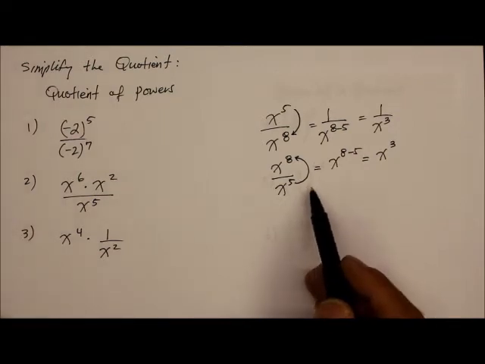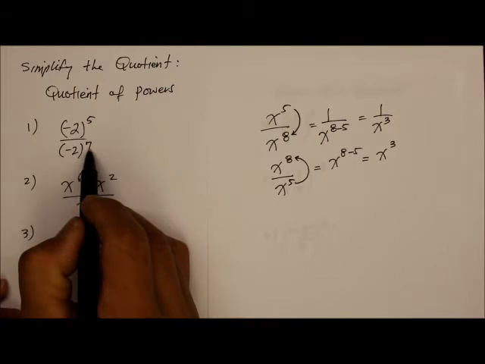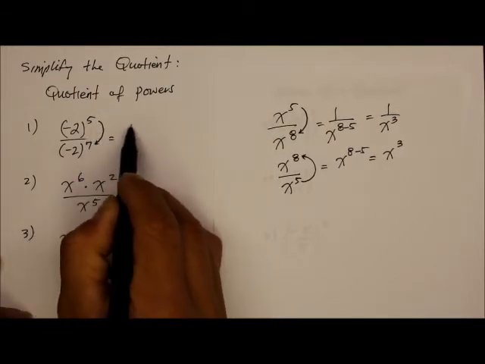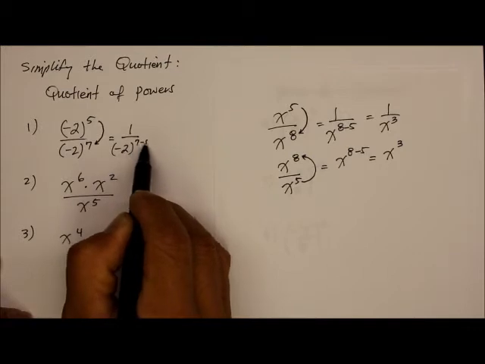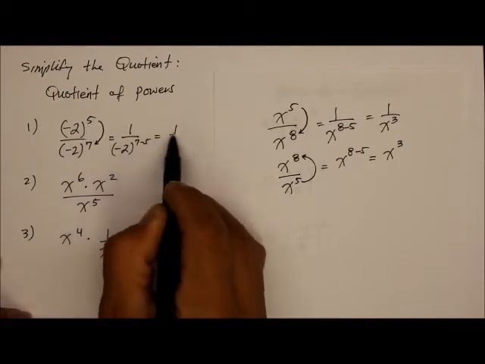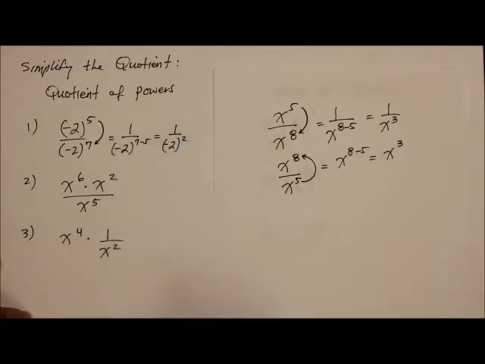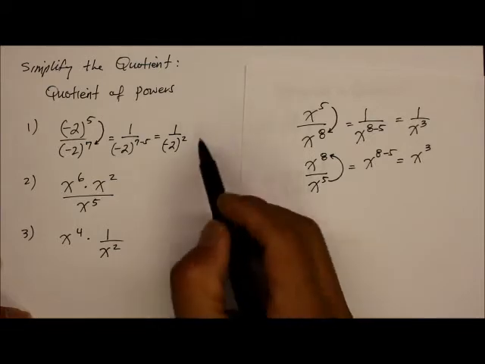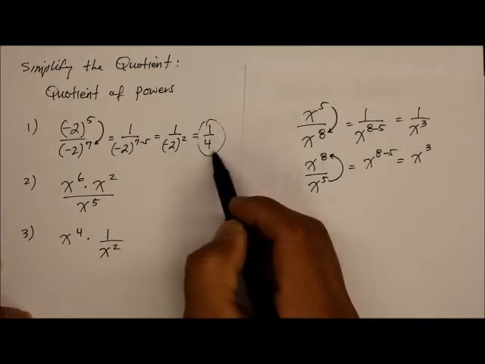All right, so you said, same base, 7 is the bigger one, so the smaller one goes to the bigger one, leaving you with just the 1 on top, because there's nothing remaining. And you end up with negative 2 to the 7 minus 5, which in turn becomes 1 over negative 2 to the second power. And that's a good answer. Unless you wanted to evaluate that, which you could, then you'd say 1 over 4, which is even a better answer.